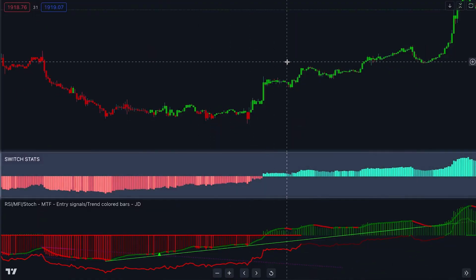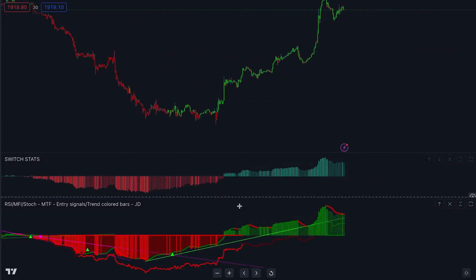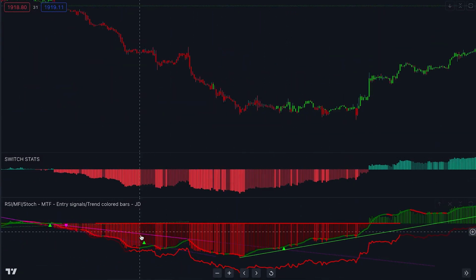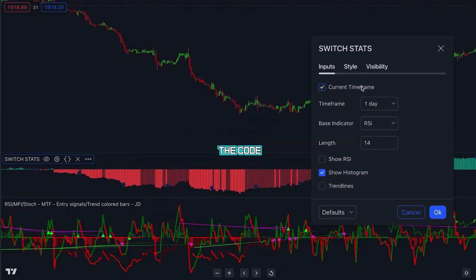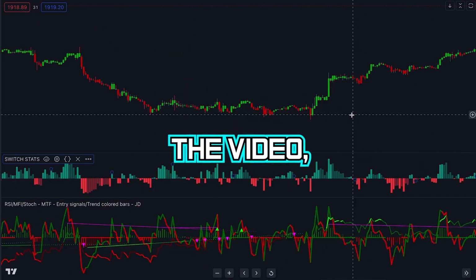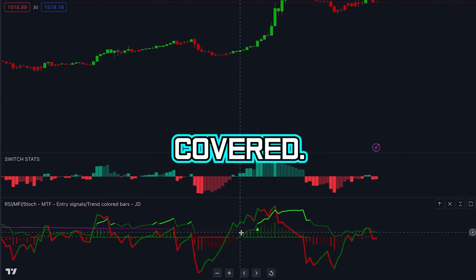Now for this strategy, we will be using the reprogrammed version of this indicator. The signals are exactly the same as the original version. The only difference here is that it is a lot cleaner and has had several options removed to keep it simple. We will share the code for this version towards the end of the video, but remember that you can do the same thing with the version we have already covered.